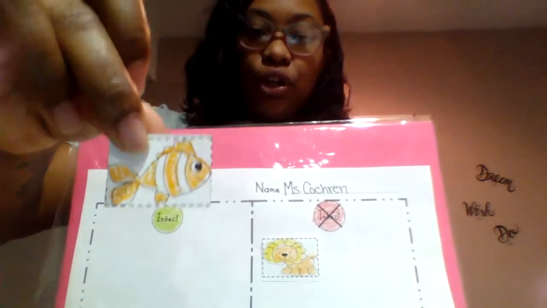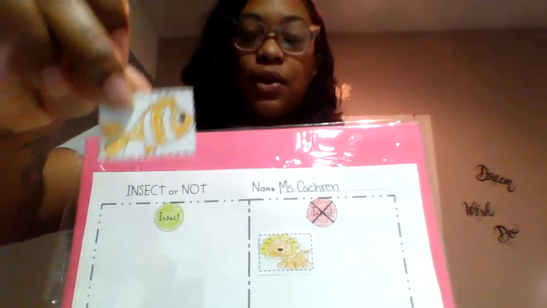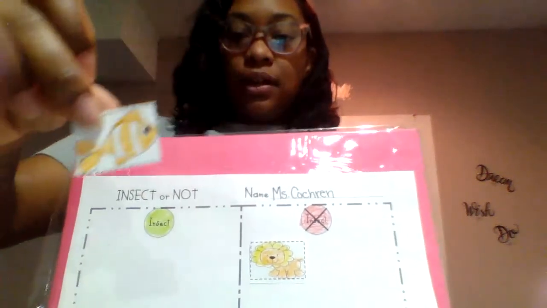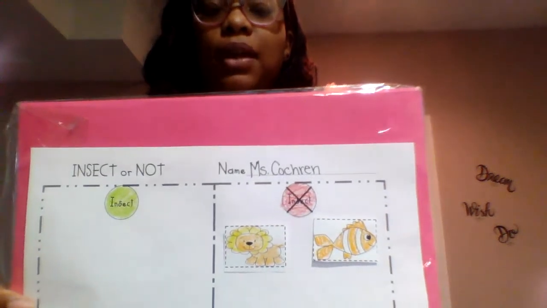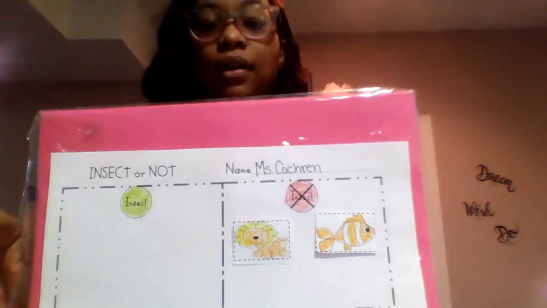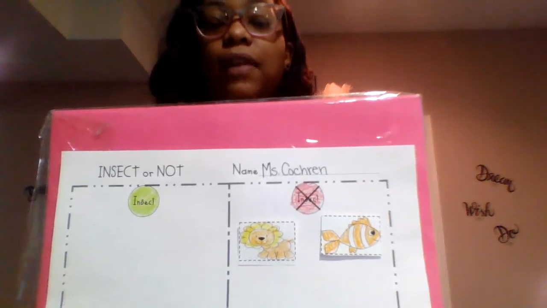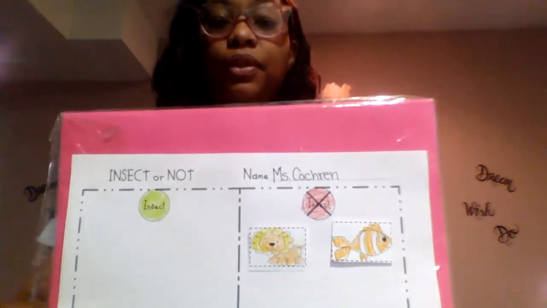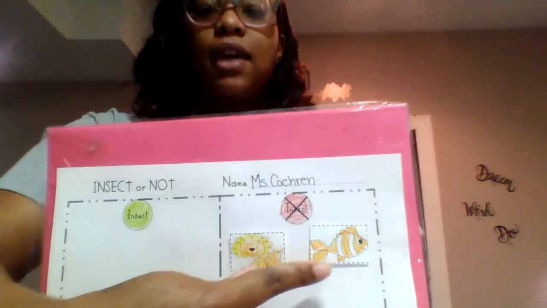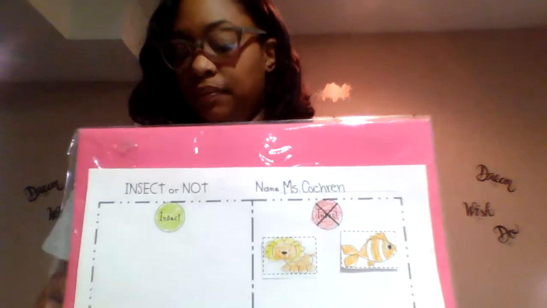Then next we have a fish. Do we think that the fish is an insect or not an insect? I'm going to go with not an insect. It does not fly. It does not have 3 different body parts. And it doesn't even have legs. Insects have legs and 3 different body parts. They can fly, and their skeleton is on the outside. I forgot to tell you that part. These animals have skeletons on the inside, so that makes them not an insect.